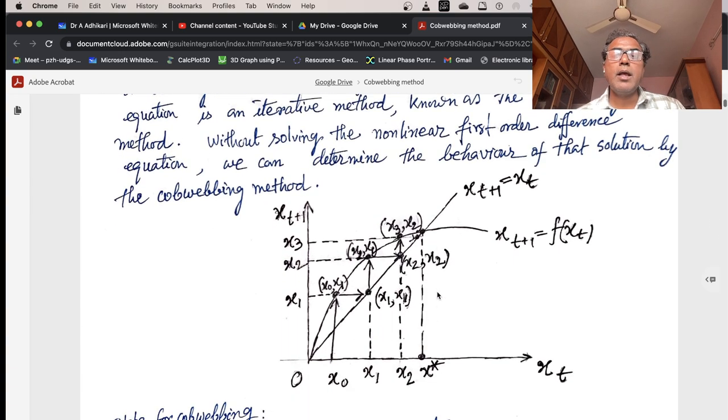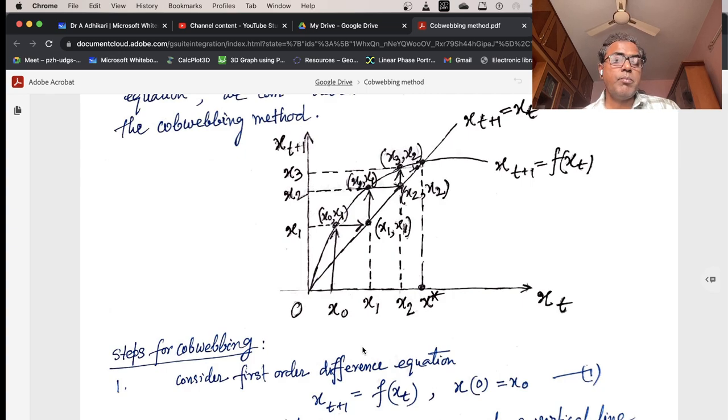So here the horizontal axis is xt and the vertical axis is xt plus 1, and this diagonal is the equation xt plus 1 equal to xt, and this curve is given by xt plus 1 equal to f(xt). The intersecting point of the curve xt plus 1 equal to f(xt) and the diagonal xt plus 1 equal to xt gives the equilibrium point.